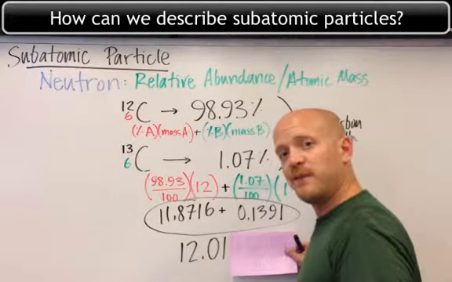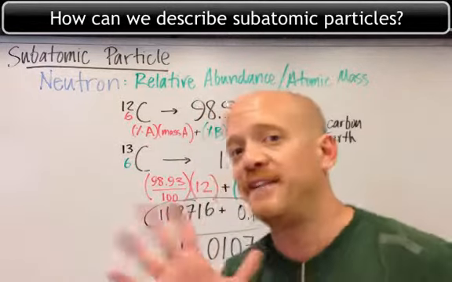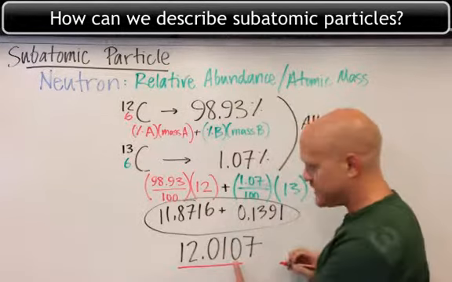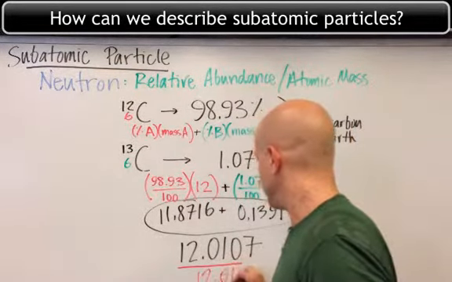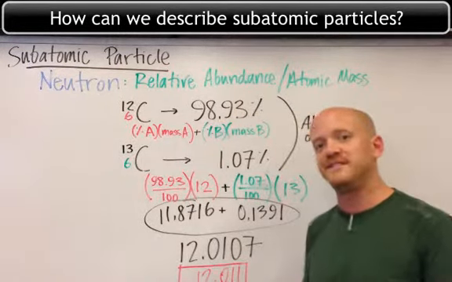The answer is 12.01. If you look at your reference table, they take it out to 5 significant figures, which means this 0 would be rounded up. So the answer for the atomic mass of carbon is 12.011.